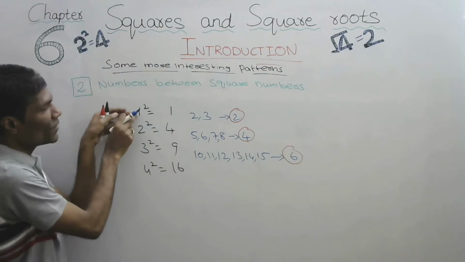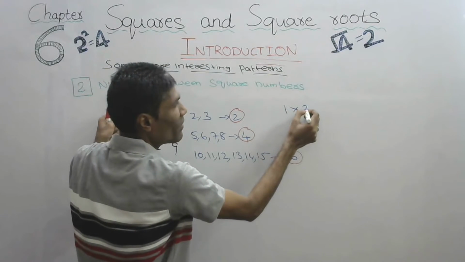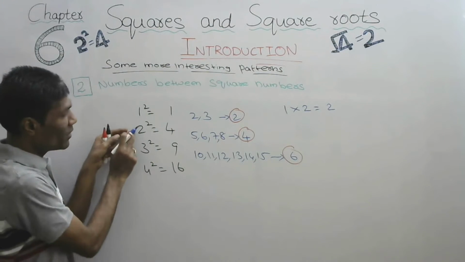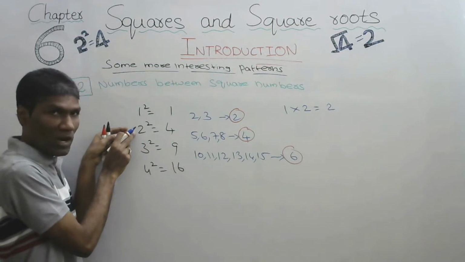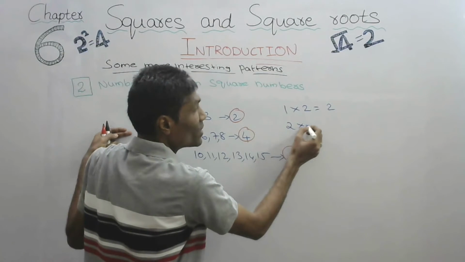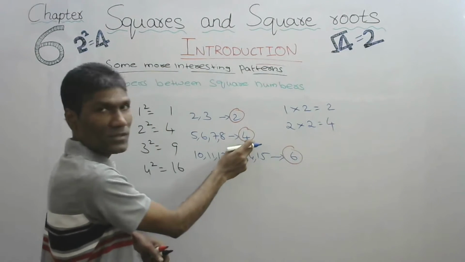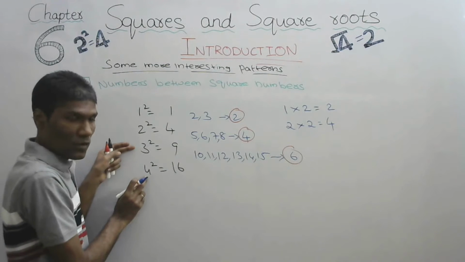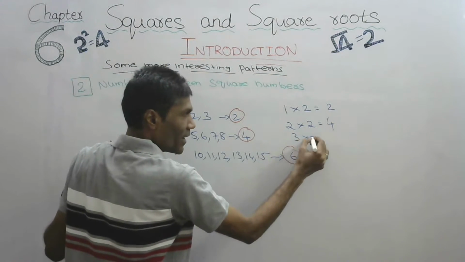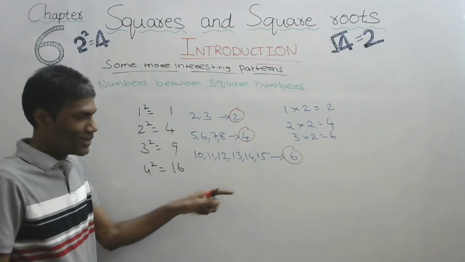So what is the first number? 1. Take this 1 and multiply with 2. Okay. Between 2 and 3, take this small number. What is the number? 2. And multiply with the same 2, that is, double it. 4. We got this? 3 and 4. What we should do? Take 3 and double it. 6. Got it? Still doubt?